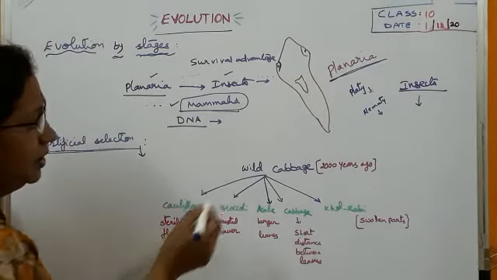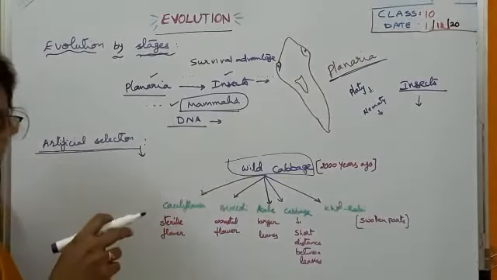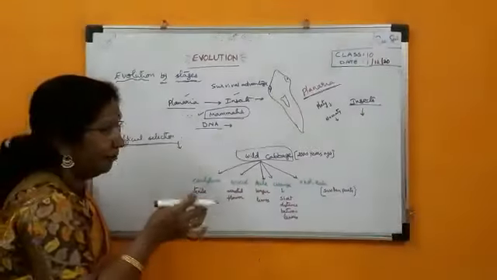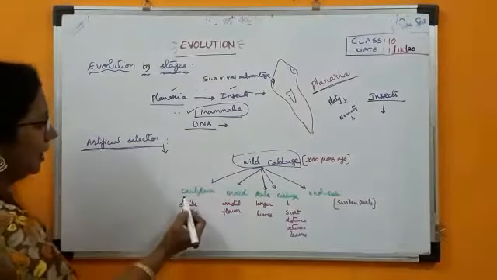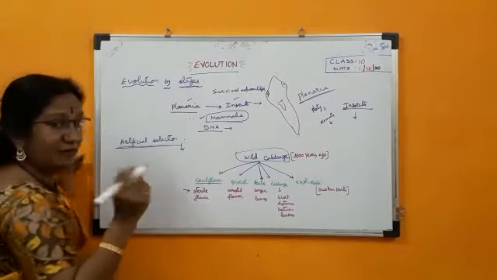So why did they select from all these wild cabbage? Because they did not like wild cabbage. What did they like from wild cabbage? Few people liked cauliflower. What is cauliflower actually? Sterile flowers. The flowers are sterile.